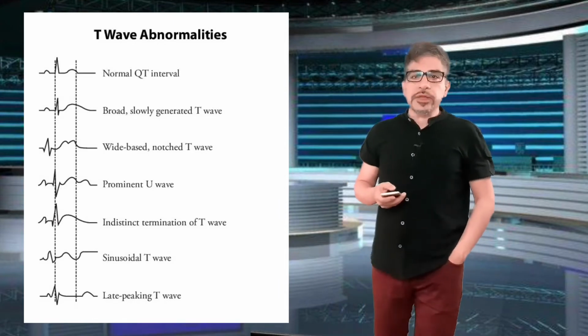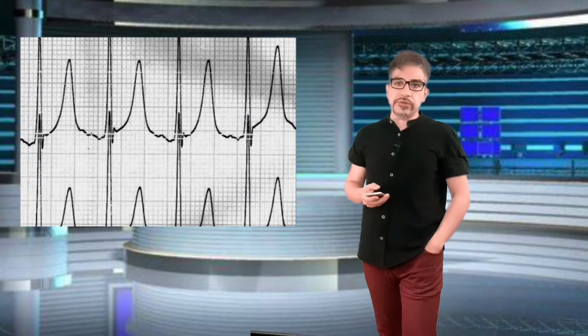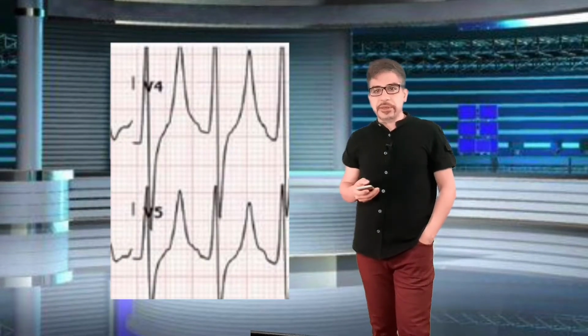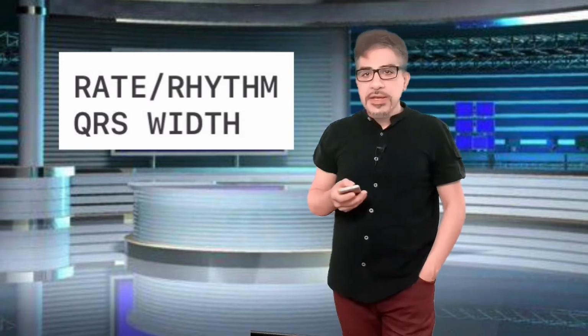T-waves are normally positive. Flipped or negative T-waves could suggest ischemia in a patient who's got chest pain. Tall and pointy T-waves could be a sign of hyperkalemia or high potassium levels. Asymmetrically peaked or so-called hyperacute T-waves are seen in early stages of ST elevation MIs. Next, let's talk about abnormalities of rate, rhythm, and QRS width.